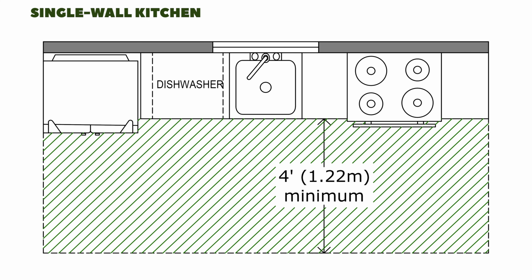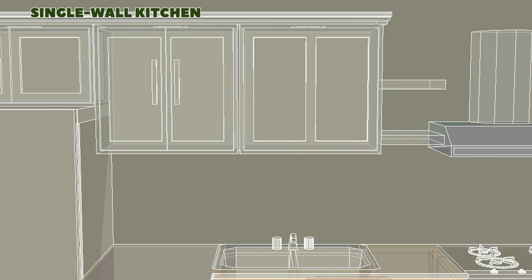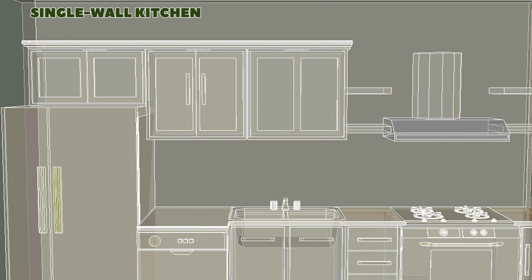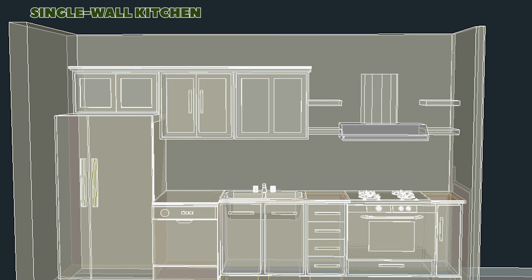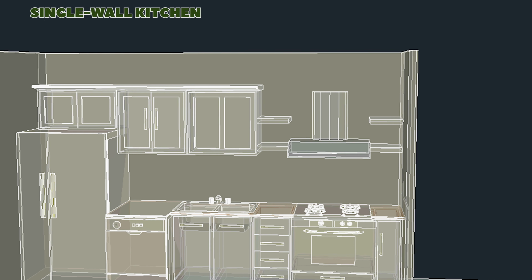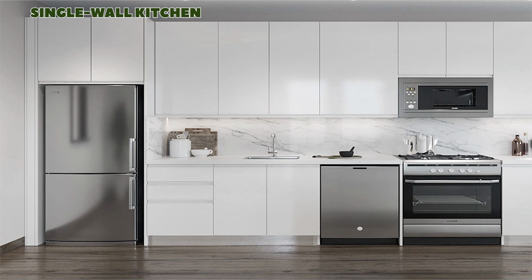Single wall. As the name suggests, this layout features all cabinets, countertops, and appliances along one wall. It's often found in smaller homes or apartments and is perfect for saving space while still being functional. In this layout, position the sink between the refrigerator and cooktop, ensuring there's plenty of counter space on both sides for meal prep and cleanup.